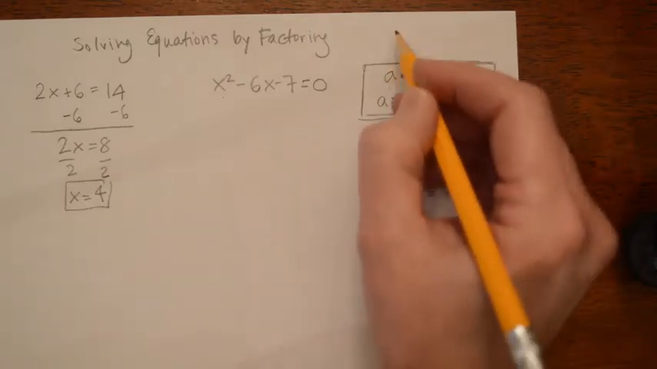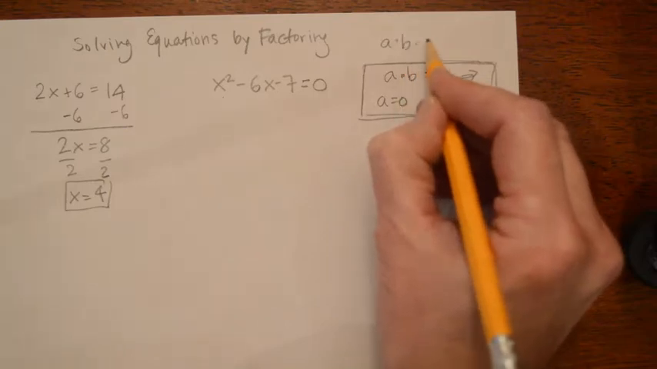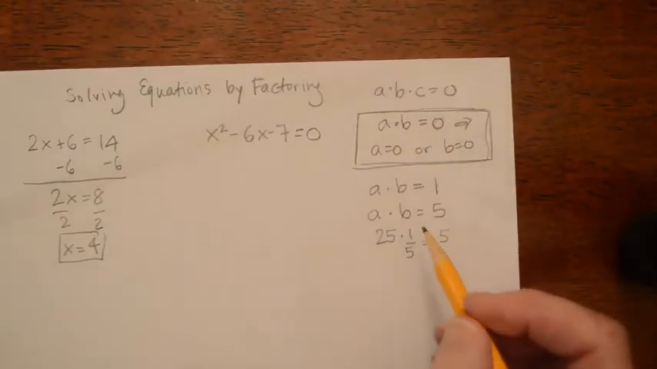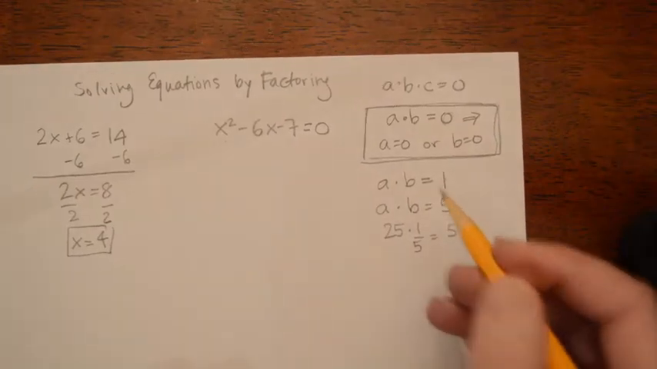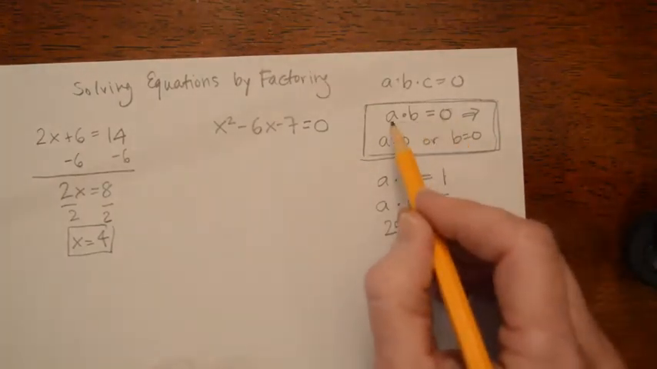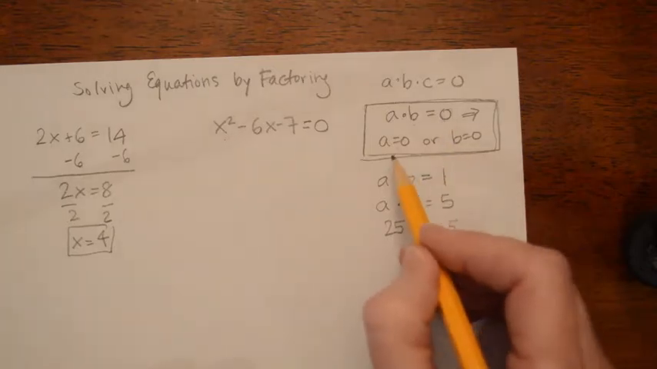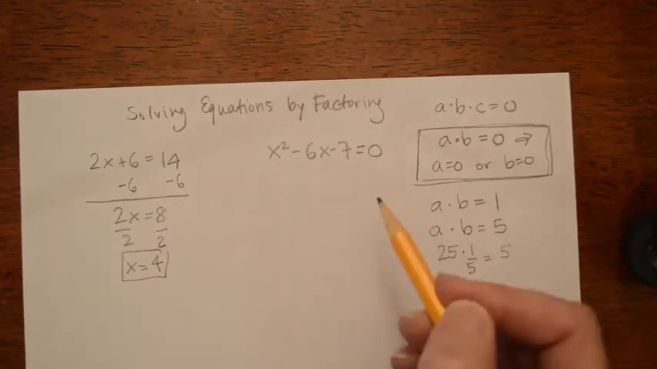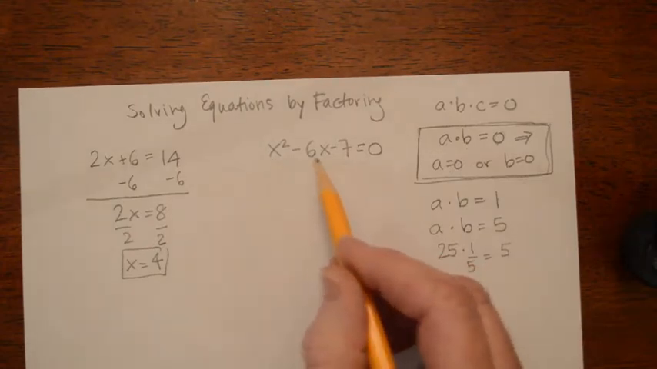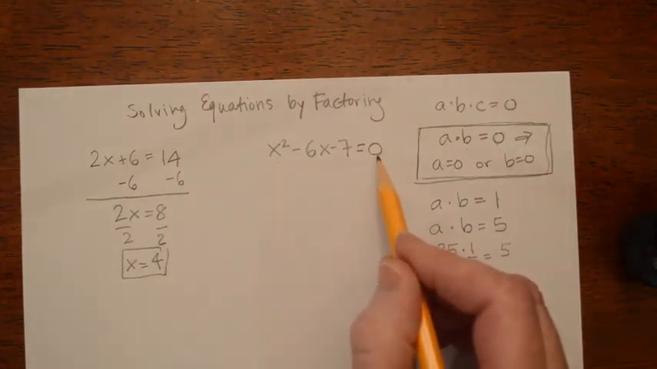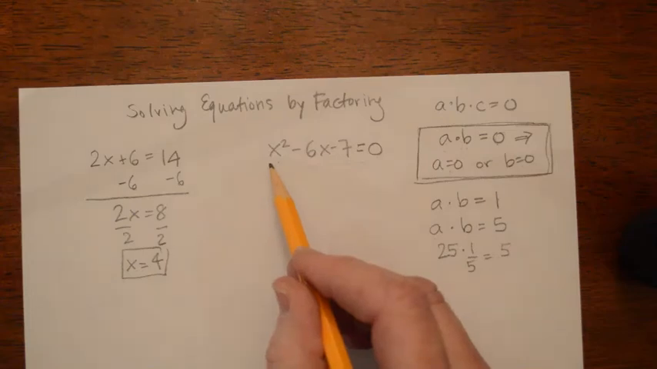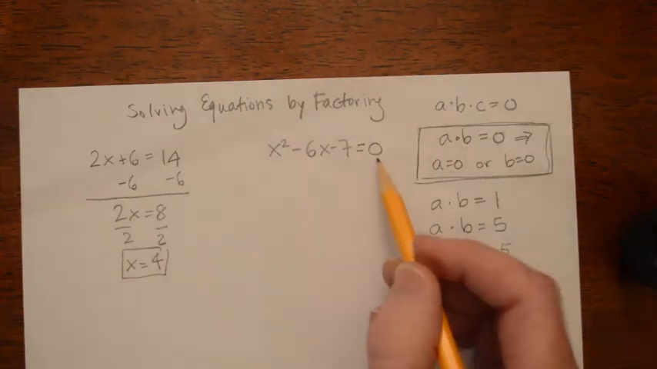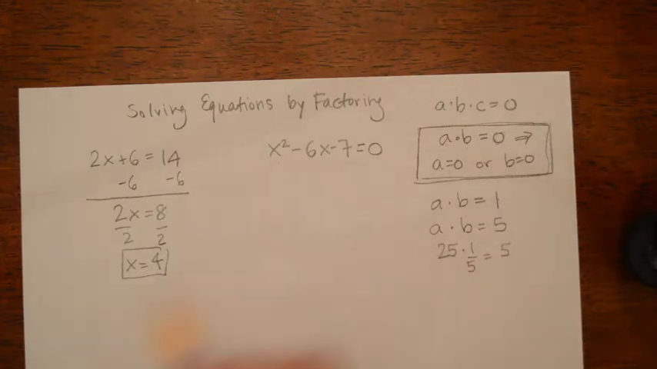And this applies to a times b times c equals 0. If there's three things multiplied together to give you 0, then one of them has to be 0. So again, it's this product equaling 0 that says one of them has to be 0. So what we're going to do in these polynomial problems is always try to solve an equation where we have some polynomial equals 0, and we are going to solve that by factoring.